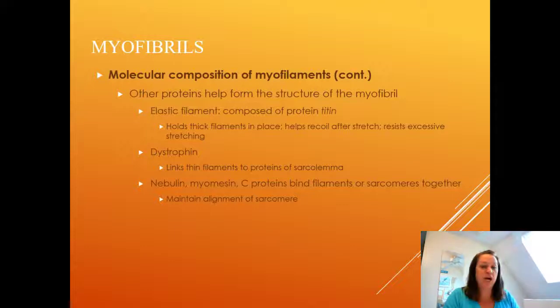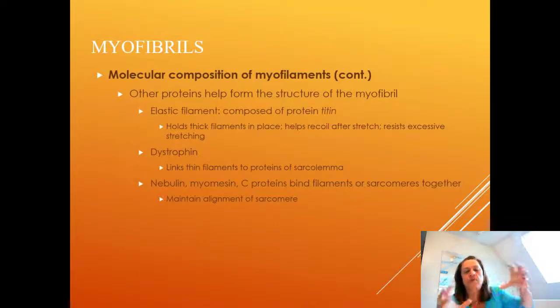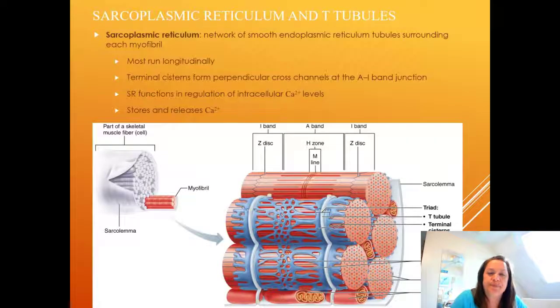All right, now, myofibrils. We have the elastic filaments that we talked about. We have dystrophin, which links them together in the sarcolemma so that they don't move around inside the plasma membrane. So all of those are stacked up against each other, and these actually attach to the sarcolemma, so they all move together. They're not rolling around in there. Then we have nebulin, myomesin, and C proteins that bind the sarcomeres together, right? So we just want to align that. We want to make sure that when we're creating this muscle fiber, that is a long, thin cylinder all in one line. And these other molecules help with that.